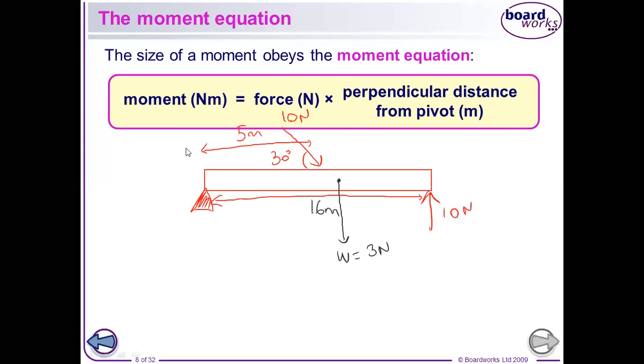Look at here. Now we have 1, 2, and 3 forces, right? And are all 3 forces perpendicular to the distance? No. So which one is not perpendicular? The 10 one. Okay, the 10 one is not perpendicular. So we have to find the components of this force.